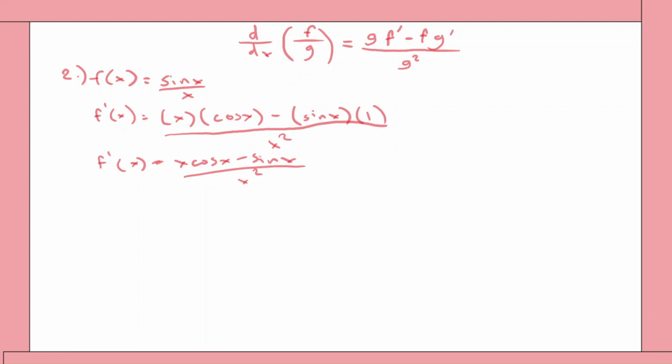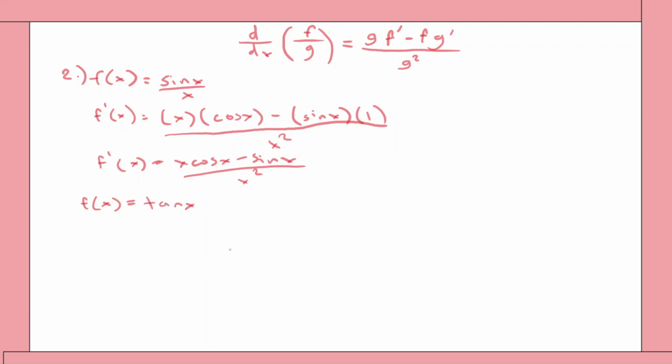So as you can see, the process does become pretty straightforward after a while. It doesn't take too much finicking around at times. Let's also try something similar, but it might not seem like you have to use the quotient rule. So let's say if we had something like the tangent of x.